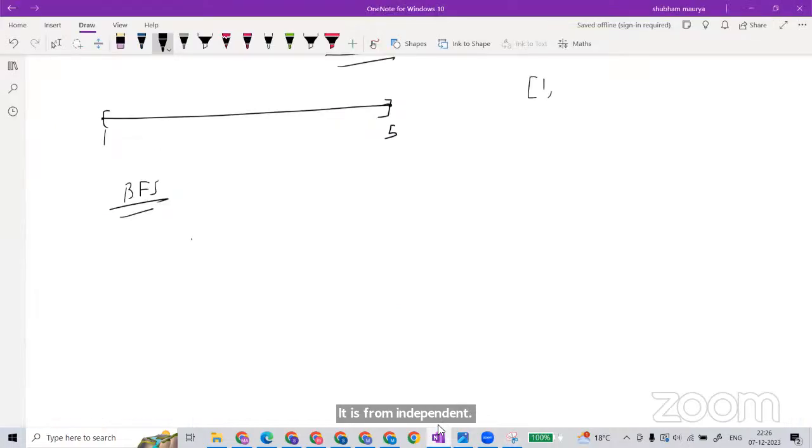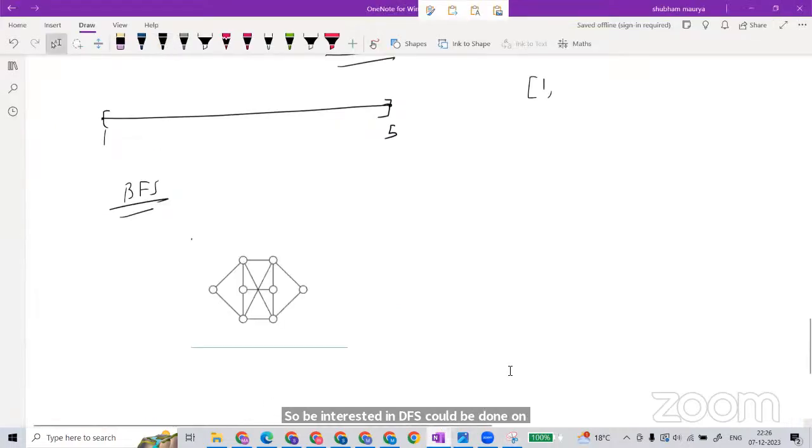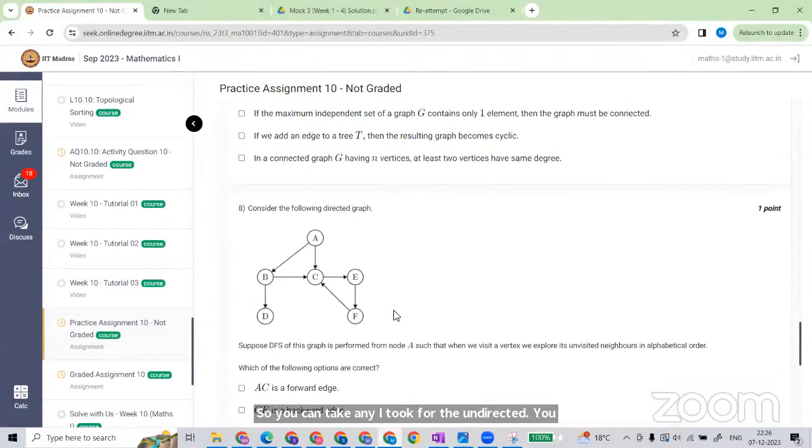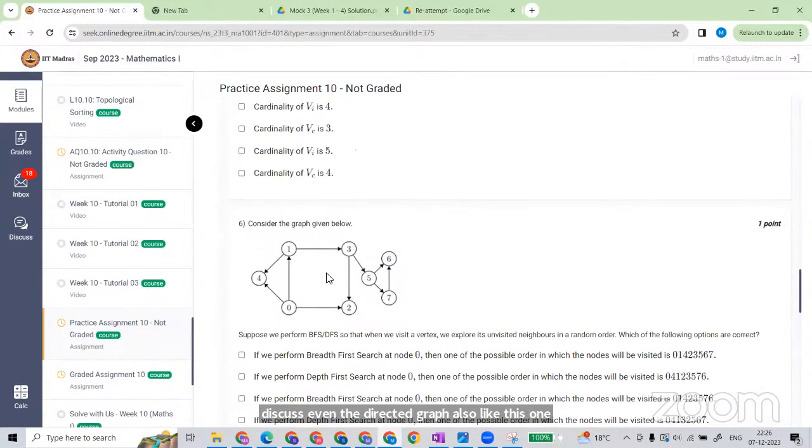So BFS and DFS can be done on any graph. It could be done even on a directed graph also. We can take any. I took an undirected graph. We can discuss even the directed graph also, like this one. So either directed or undirected, we can discuss, and DFS and BFS can be done.